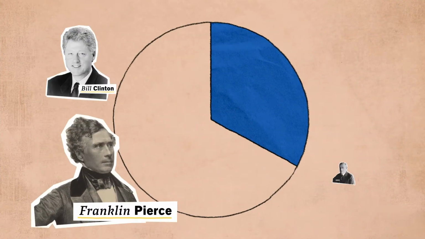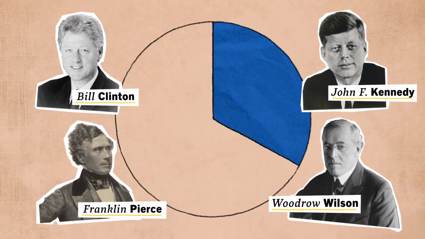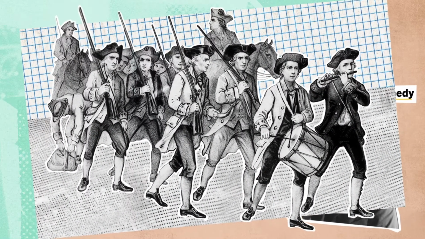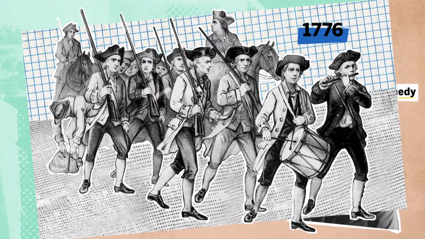Roughly 1/3 of the U.S. presidents to date have been Democrats. But how did the party come about? Let's roll back to the American Revolutionary War, 1776.